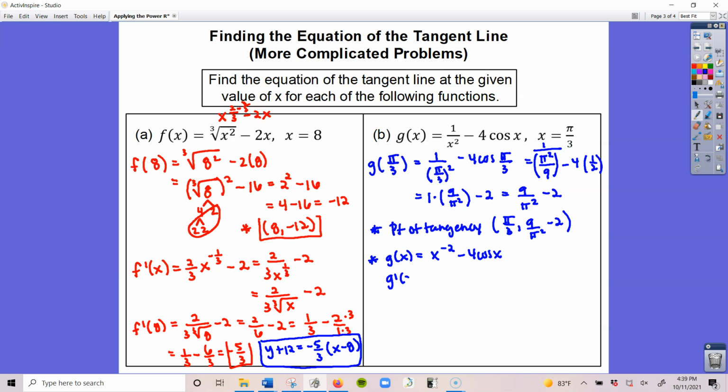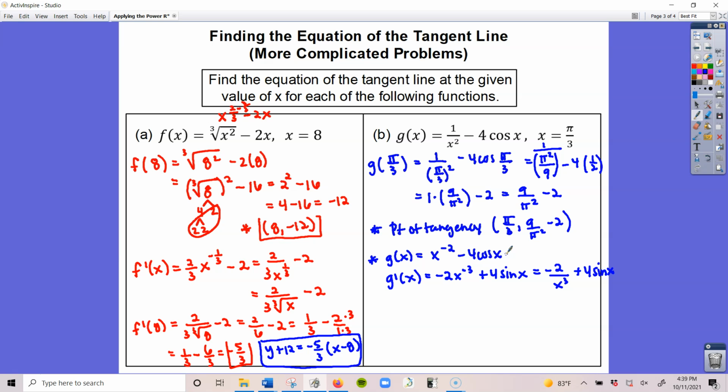So g prime of x is going to equal negative 2x to the negative 3. And the derivative of cosine is negative sine. And then remember that this number just tags along. So negative sine times negative 4 would be a positive 4 sine x. Now I'm going to rewrite this using only positive exponents. So this is going to be negative 2 over x to the third plus 4 sine x.